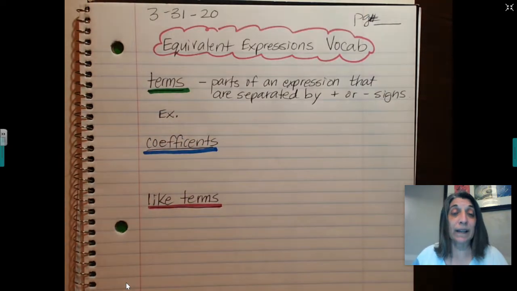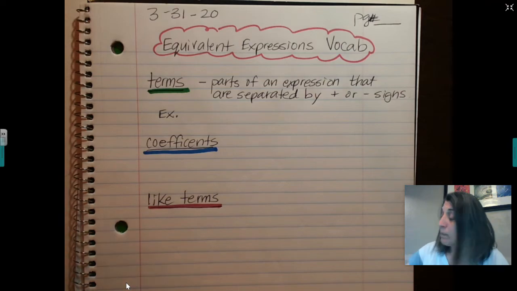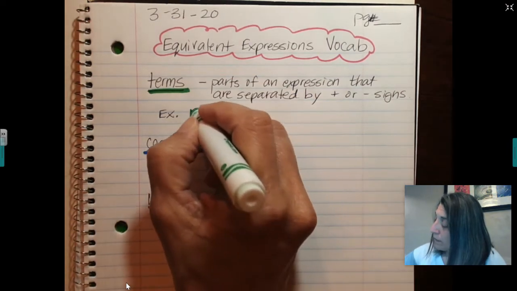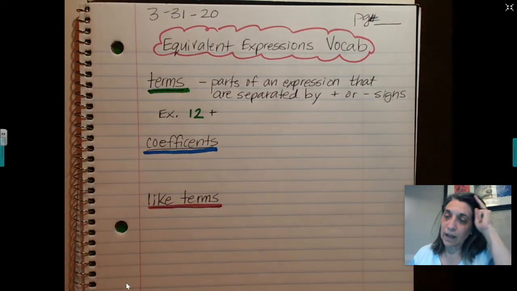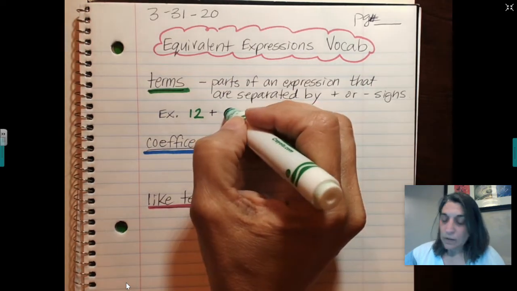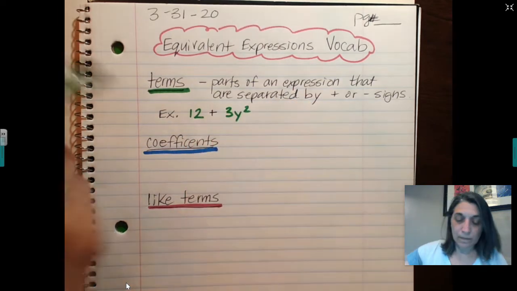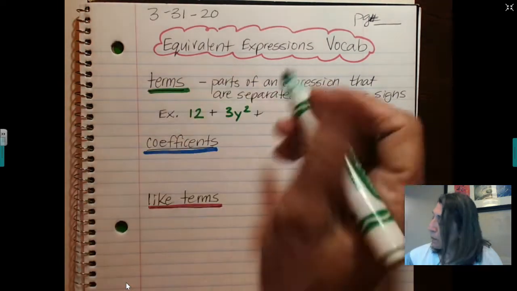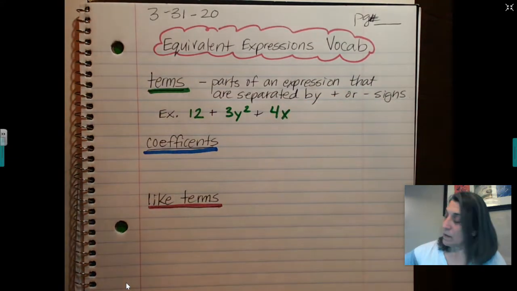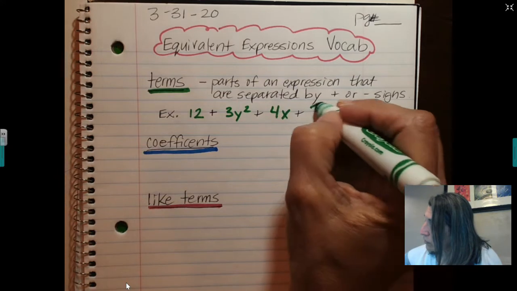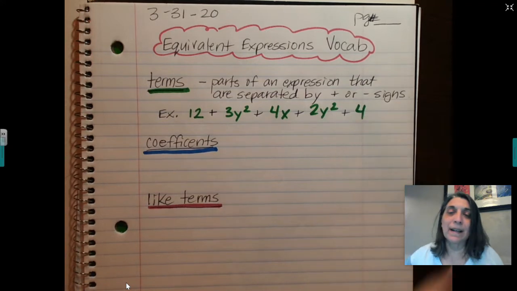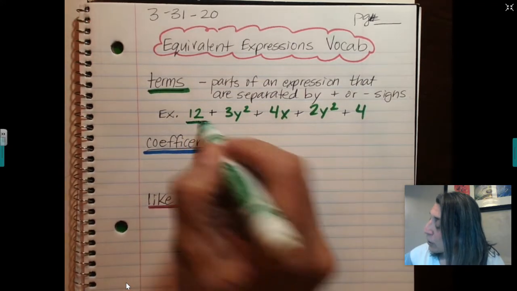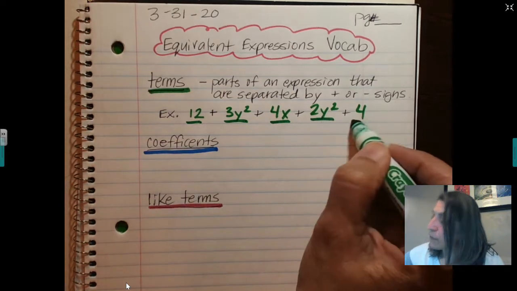Since I chose green for terms, I'm going to get my green marker out and write 12, then plus. I'm only doing my terms in green. I want to leave the operation signs in black. So 3y squared plus 4x plus 2y squared plus 4. I could put a minus sign in there, it really doesn't matter. All of the terms are what I wrote in green, and I'm going to underline them as well.